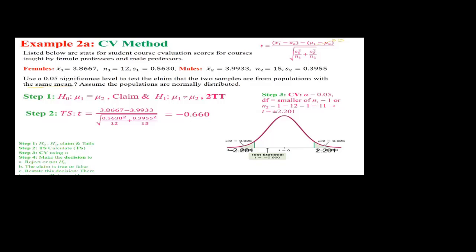So all we did was come up with part A, because that's all our calculation does. The calculation gives us part A of the decision making. Do not reject H0. And then what? Well, let's go back to step 1 and see what happens with the claim. If you're not rejecting H0, then you're not rejecting anything next to it, in which case is the claim. So that means the claim becomes true, and you do the rest. A. Do not reject H0. B. The claim is true. C. There is sufficient evidence to support the claim that female professors and male professors have the same mean course evaluation score.